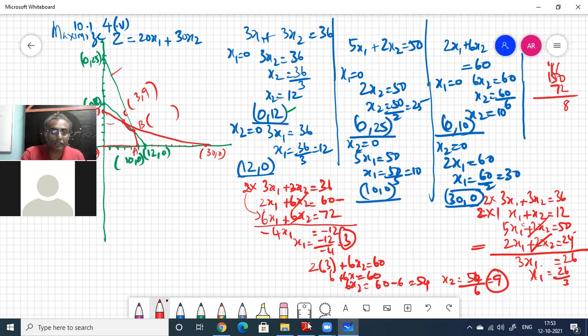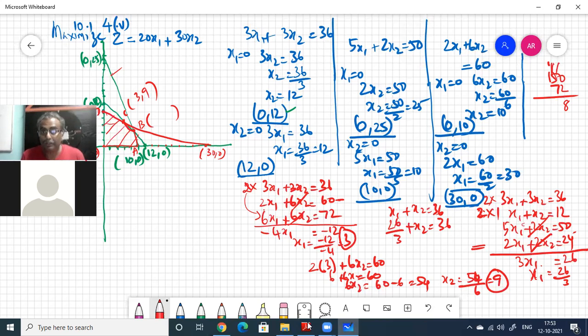This is the correct region. C is there, B is there. x1 is 26 by 3. Now to get x2, let us do x1 plus x2 is equal to 36. x1 is 26 by 3 plus x2 is equal to 36.